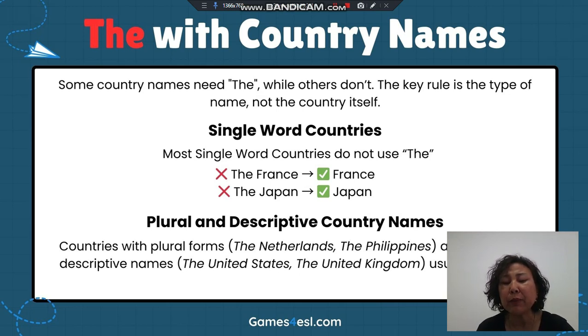Plural and descriptive country names. Countries with plural forms, for example, the Netherlands, the Philippines. Descriptive names, the United States, the United Kingdom.